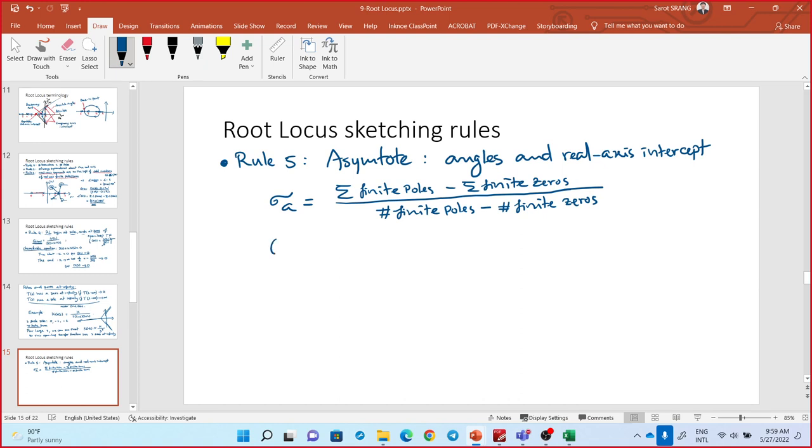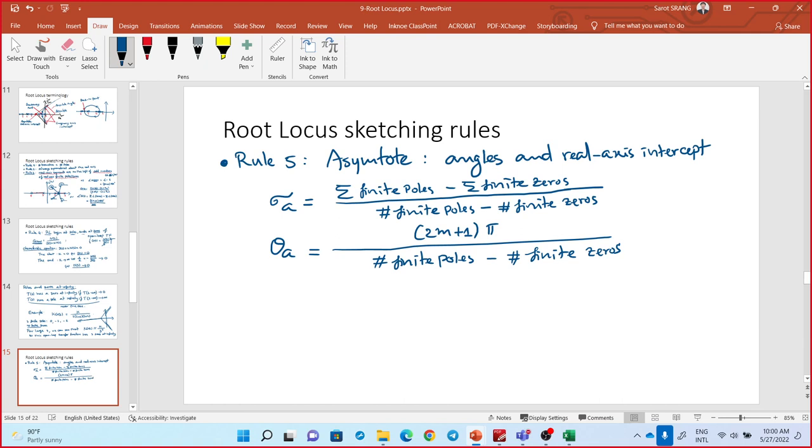And for the angle of the asymptote, it is equal to (2m plus 1) times 180 degrees over the number of finite poles minus the number of finite zeros. But here I use radians, so it is (2m plus 1) times pi over the number of finite poles minus the number of finite zeros. And so it can be illustrated here.